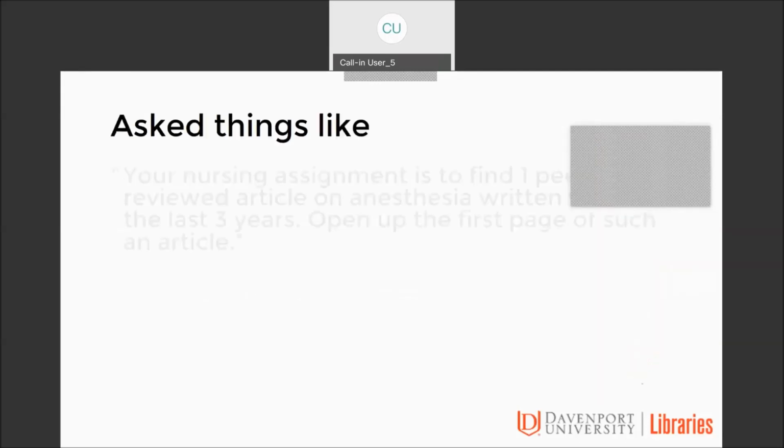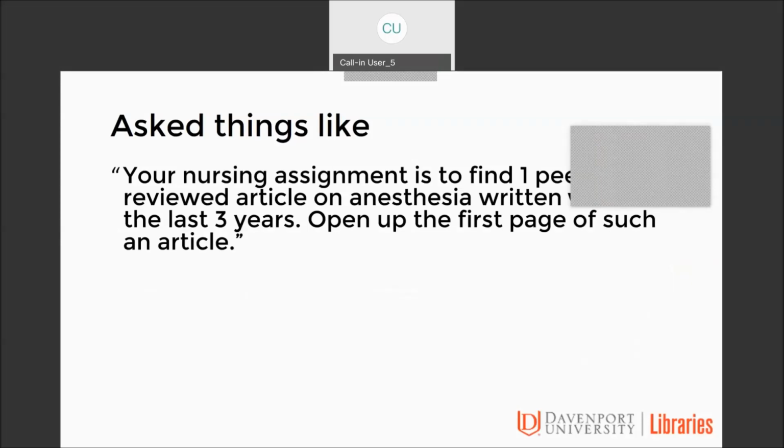So when we did the talk alouds and the guerrilla testing, the ones where we could feed them the scenarios, we would ask things like this. And this is a word for word scenario we've given multiple users. Your nursing assignment is to find one peer-reviewed article on anesthesia written within the last 3 years. Open up the first page of such an article.